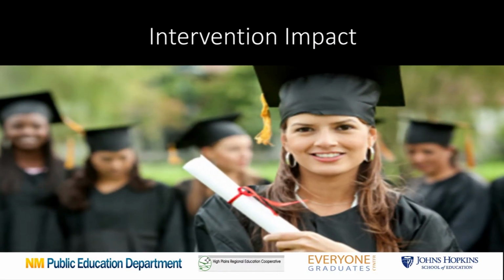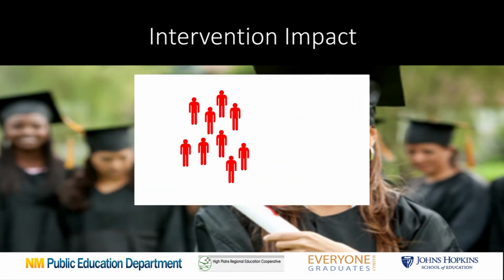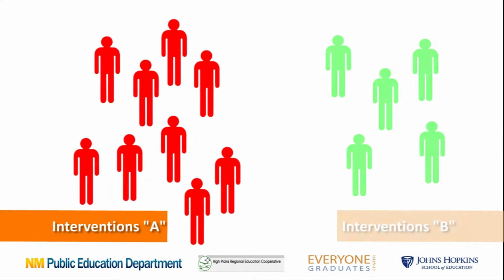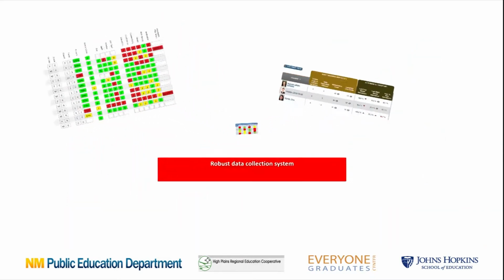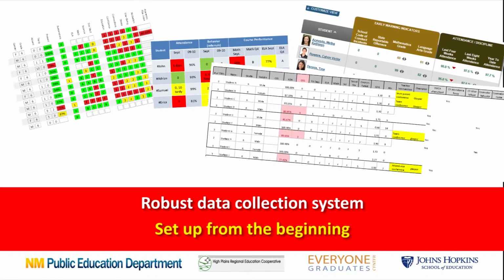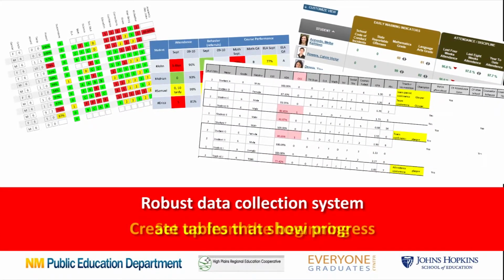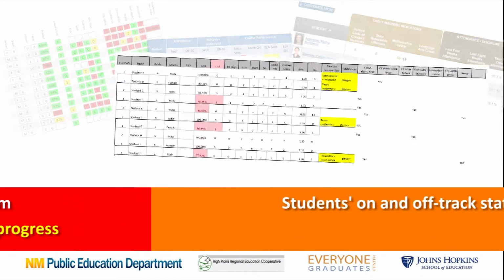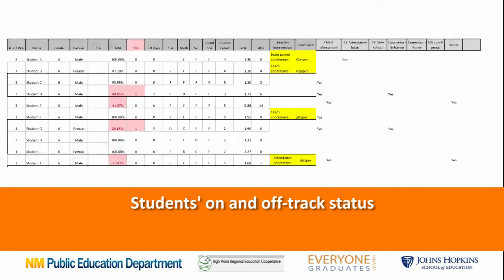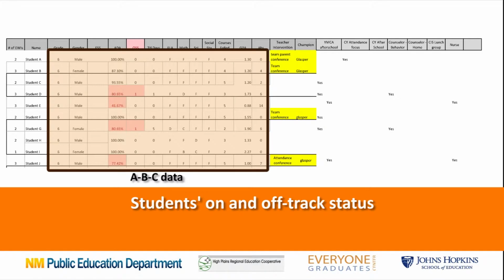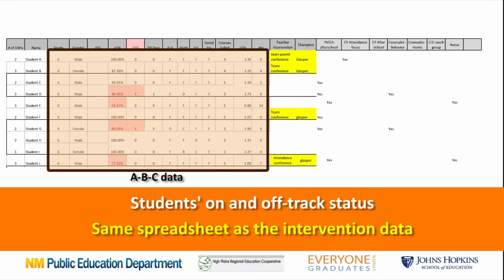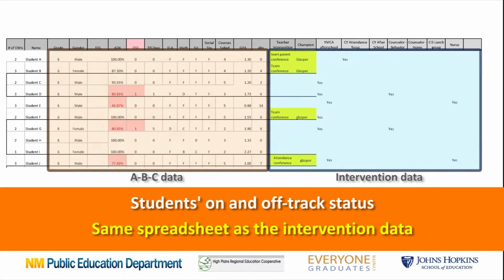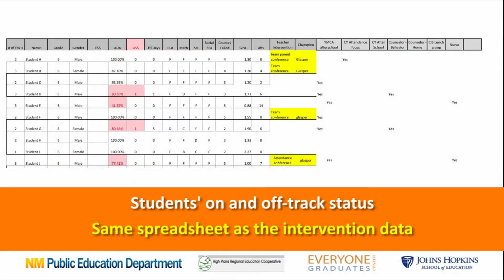The final step in the process is to examine whether students in certain interventions were more successful than others. With a robust data collection system set up from the beginning, the school team should be able to create tables that show progress as compared to interventions used. As in the previous step, it will be helpful to have students' on and off track status or actual ABC data in the same spreadsheet as the students' intervention data, as shown in the chart on the screen.